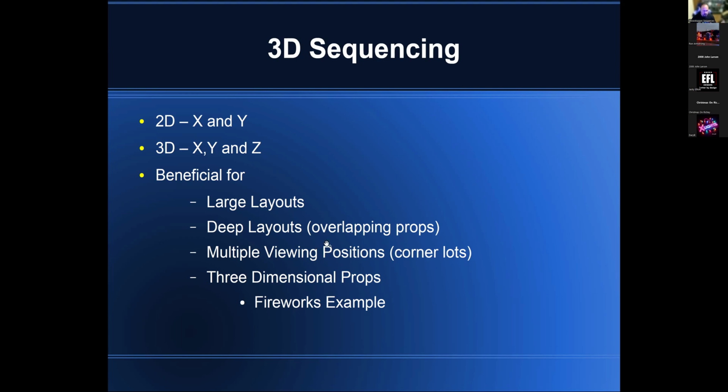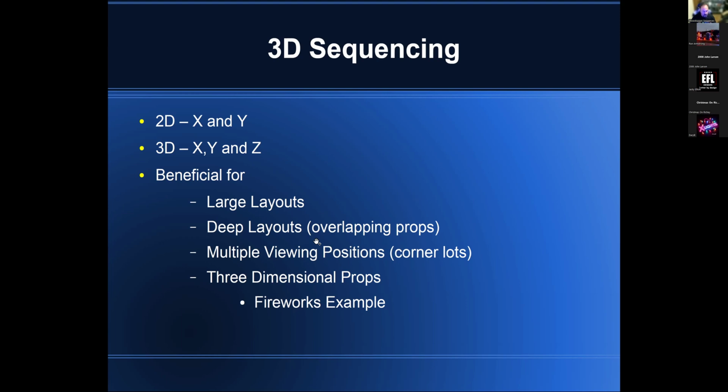So the only reason I would sequence to the Z is if I had a deeper layout where I had more overlapping props. So what do you do it for? Well, large layouts. I will tell you, a lot of people who do drive-throughs on the commercial side will do their entire drive-through in a 3D layout.